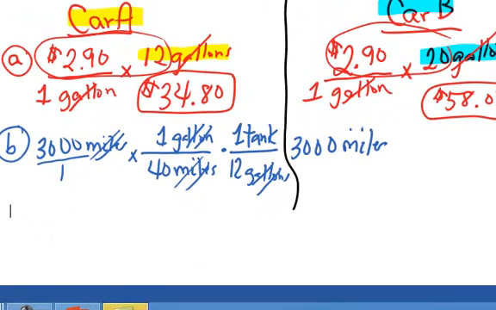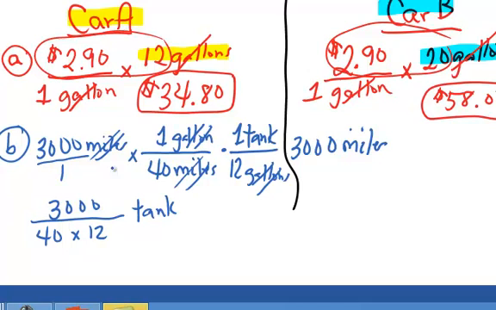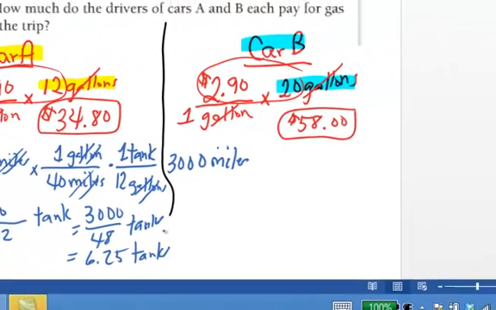And when I write this out, it's going to be 3,000 on top and 40 times 12 on the bottom. The only word left that's not been crossed out is the word tanks. And if I do the math on that, I get 3,000 over 48. Again, still tanks. And if I do the math, don't round it off, I get 6.25 tanks of gas.